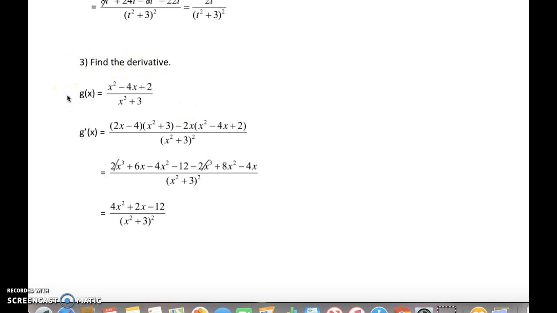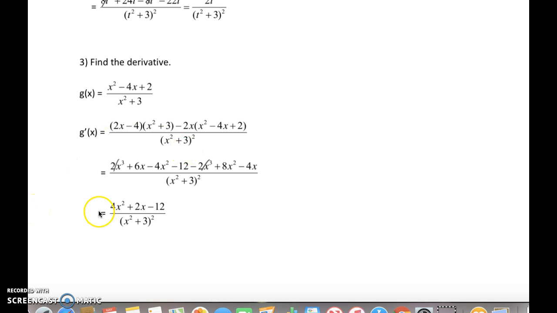Again, we're going to go ahead and look at the derivative here. So we have g of x equal to x squared minus 4x plus 2, and that polynomial is divided by x squared plus 3. So go ahead and take the derivative of the top, which is 2x minus 4, times the denominator, x squared plus 3, minus the derivative of the bottom, which is 2x, times our f of x, which is x squared minus 4x plus 2, over our denominator squared.